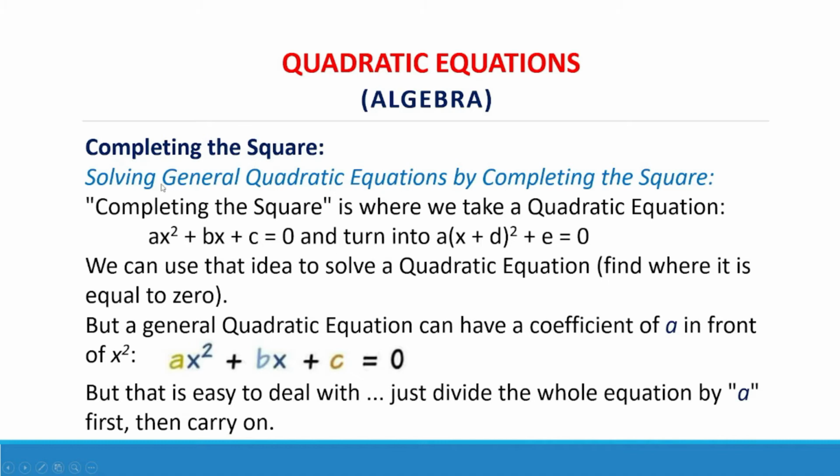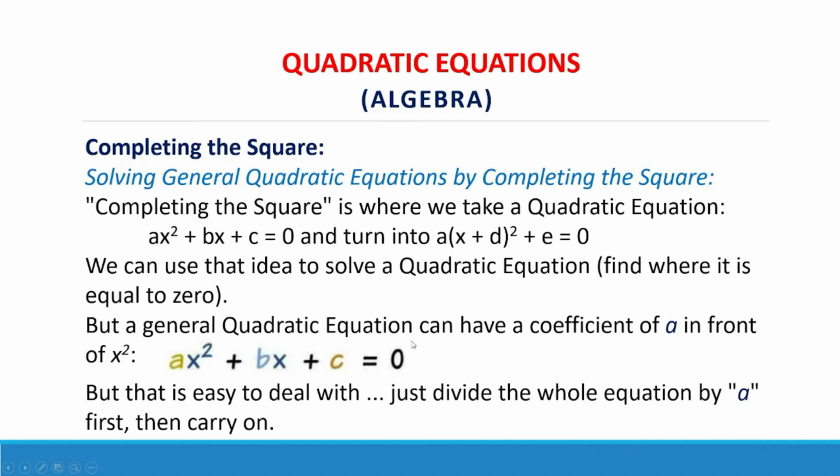Completing the square. Solving general quadratic equations by completing the square. First, completing the square is where we take a quadratic equation, ax squared plus bx plus c is equal to 0, and turn it into a(x plus d) squared plus e is equal to 0. We can use that idea to solve a quadratic equation, to find where it is equal to 0.